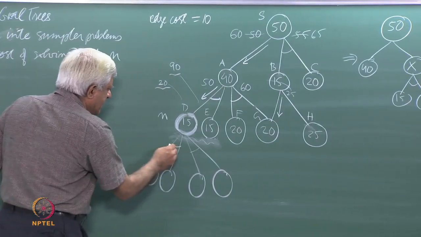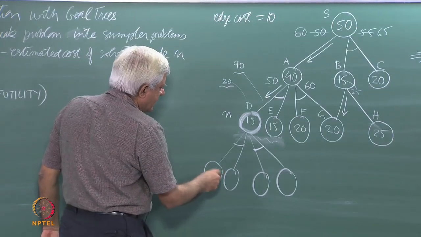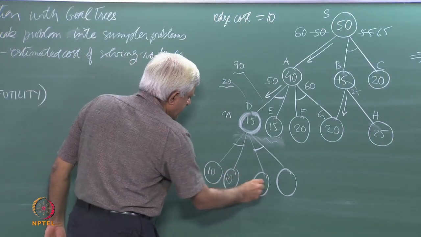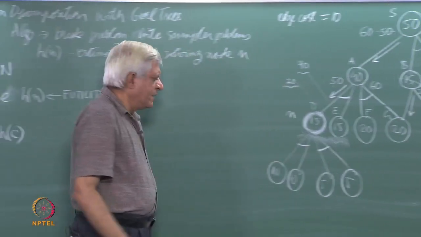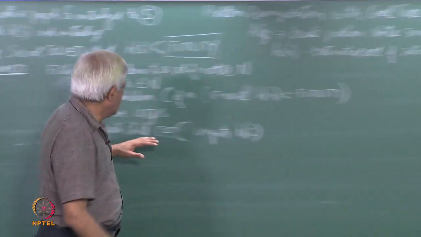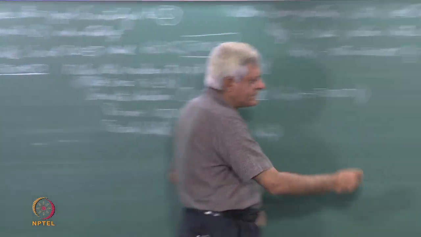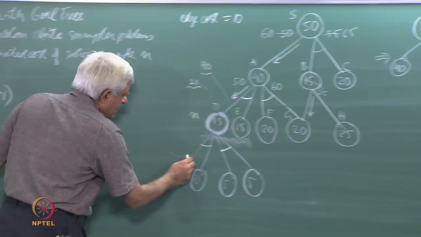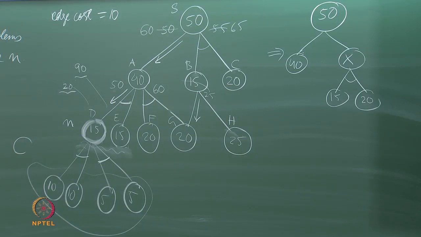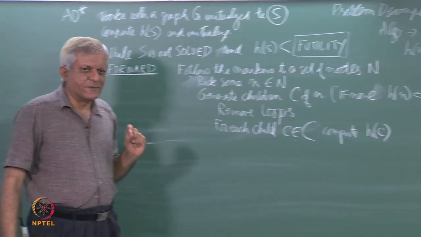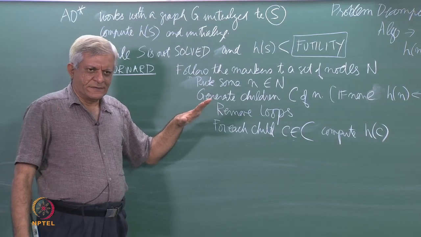So, this is my set C, and these are the values. Let us say I have two choices for solving D, and let us, for argument's sake, say that each of them is 10 and this is 5 and 5. So, what I am saying is that for each child C belonging to this set of children C, compute the H values. So, this completes a forward phase essentially.